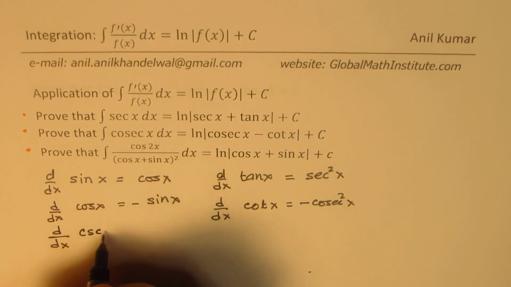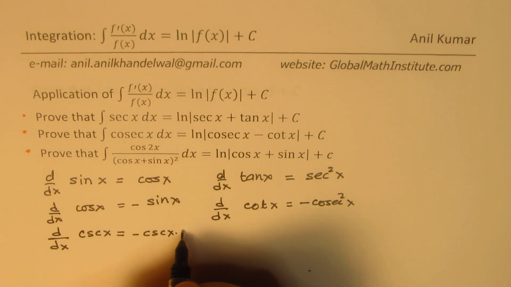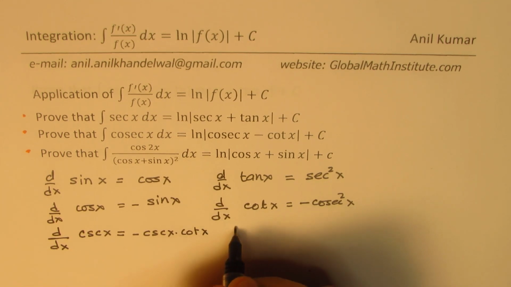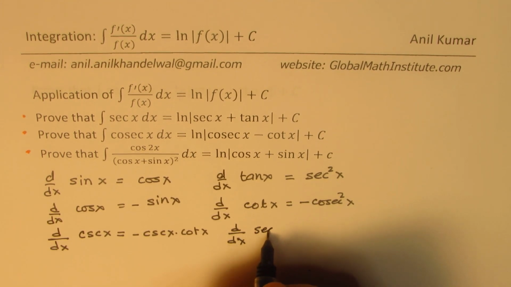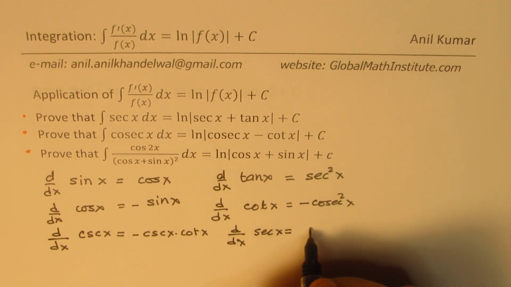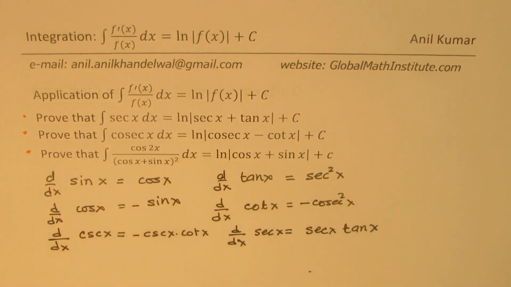Now let me write down here derivative of cosecant x is minus cosecant x times cotangent x, and derivative of what is left? Secant is left, right? So derivative of secant x is secant x tan x. Perfect. So these are the 6 derivatives of our trigonometric functions.